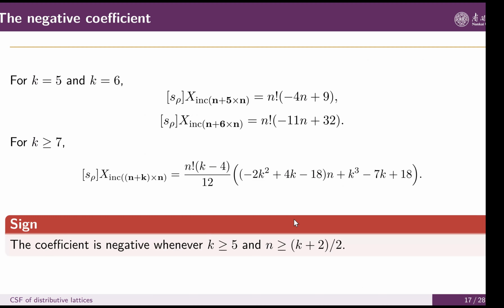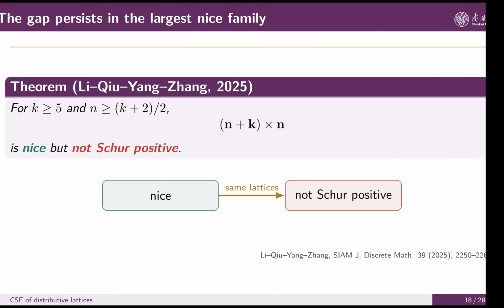Taking values like k greater than or equal to 5 and n greater than or equal to another number, this polynomial is obviously negative. Thus, it is not Schur positive because it has a negative coefficient. So we have proved this theorem.